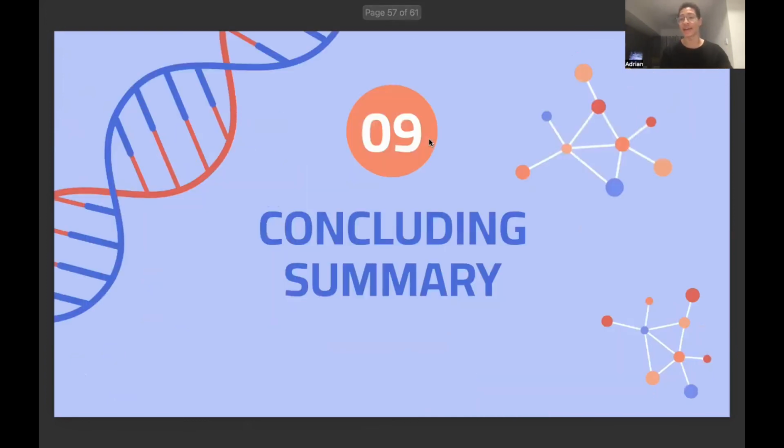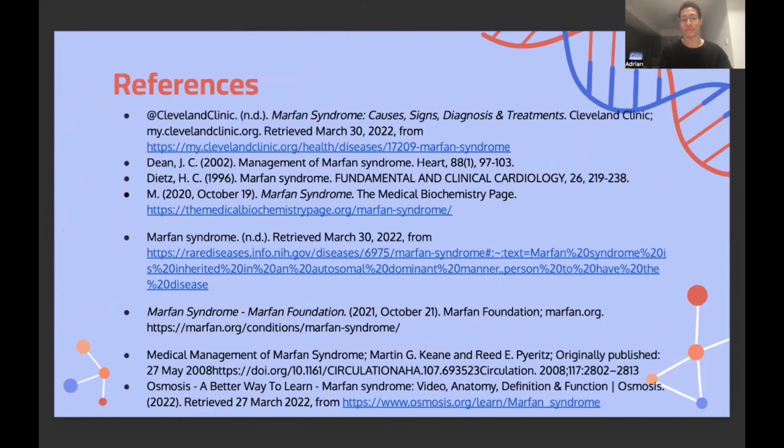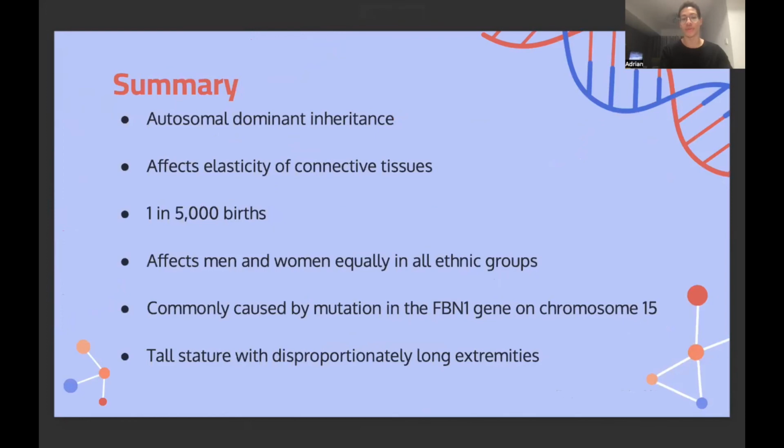And then this is my last slide and the last slide of the presentation. We're going to be talking about the concluding summary here. So really, all we have here is just a summary of what we've been talking about this whole entire presentation. Throughout the presentation, we've listed causes, treatments, life expectancy, stuff like that, and the overall impact that Marfan syndrome can and will have on someone who's diagnosed with that.